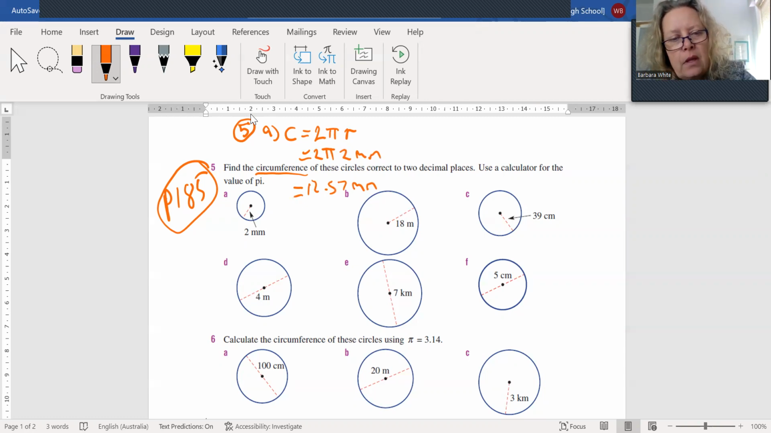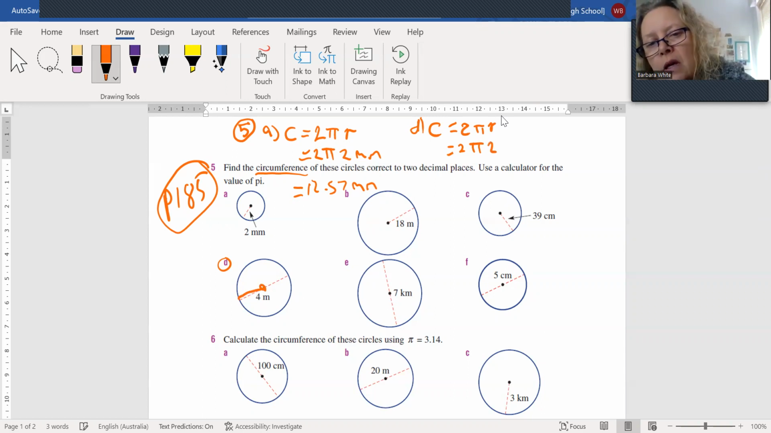If you're given the diameter, for example, part D, you're going to go D. Circumference equals 2 times pi times the radius equals 2 times pi times, the radius is 2. If the diameter is 4, the radius is 2, equals, it's the same as this one. Well, that's 2 meters, by the way. 12.57 meters. Those ones are pretty straightforward. Don't be slack. Don't just hit the calculator buttons and write numbers all over your page. Do it properly. Use the formula.